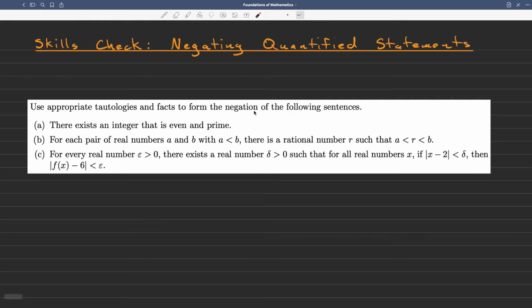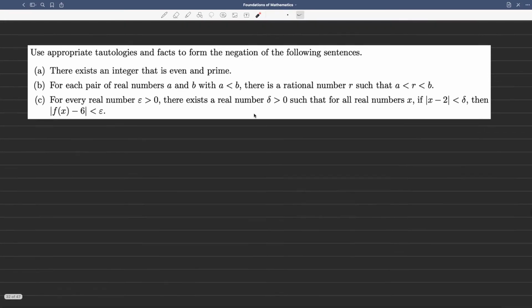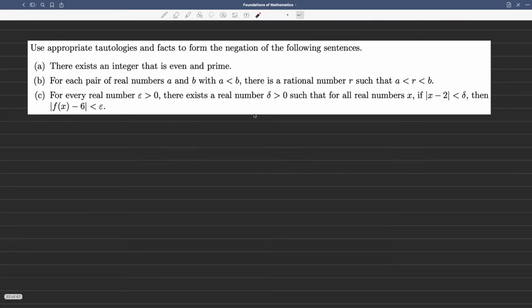All right, welcome back. So let's start with part A. I think what I'll do is I'll do part A and part C with you. For part A, let's write the symbolic form out. As I analyze that sentence there, I see "there exists," so I'm seeing a backwards E, and I see "integer." I don't see a variable.